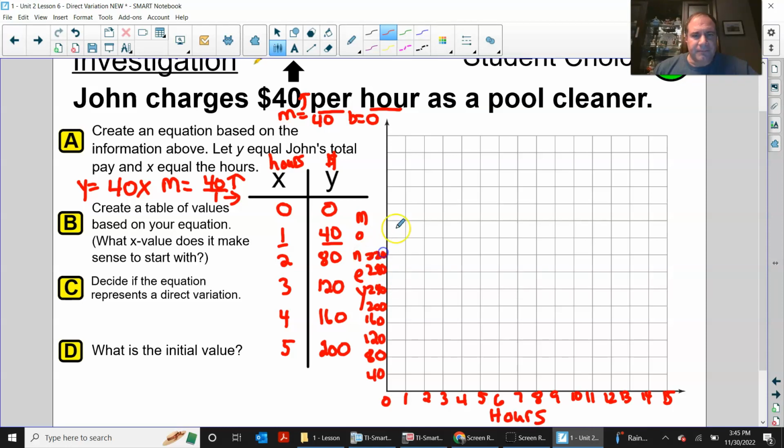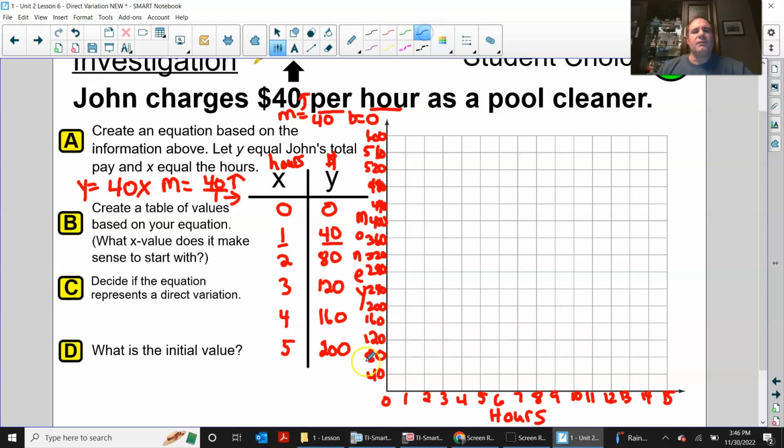320. I'm trying to write as best as I could. 3, that is not right. 360. 400. 440. 480. 520. 560. And then you should be up to that 600 right there.